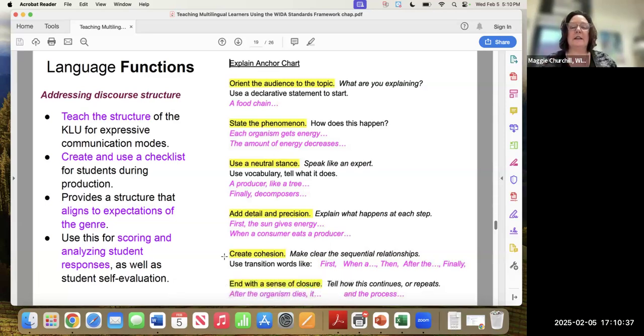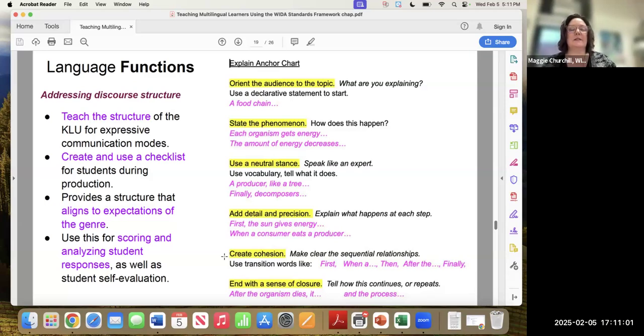And then I've added the last part where it says end with a sense of closure. It doesn't have that in the standards, but I feel that kids need that because otherwise they end up doing something like, oh, so that's all I know about this. And I'm like, oh, we could do better. So I like giving them that sense of here's how you end it. And here's what you can say.